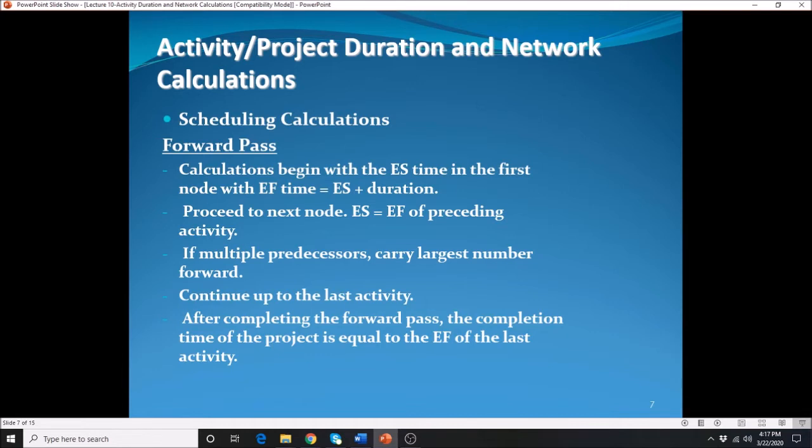Alright, so how do we calculate for the forward pass? To determine the early finish, we just need to add the early start of the activity in question plus the duration of the given activity. Then you have to proceed to the next node. The early start is equal to the early finish of the preceding activity. That means that is the activity that comes before that particular activity in question. If there are multiple predecessors, I want you to keep in mind as you move from left to right in your calculation, carry over whichever is the largest number, and then continue on up to the last activity.